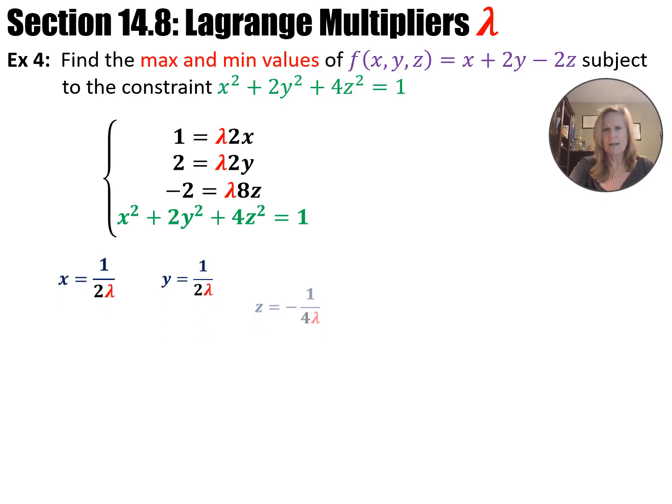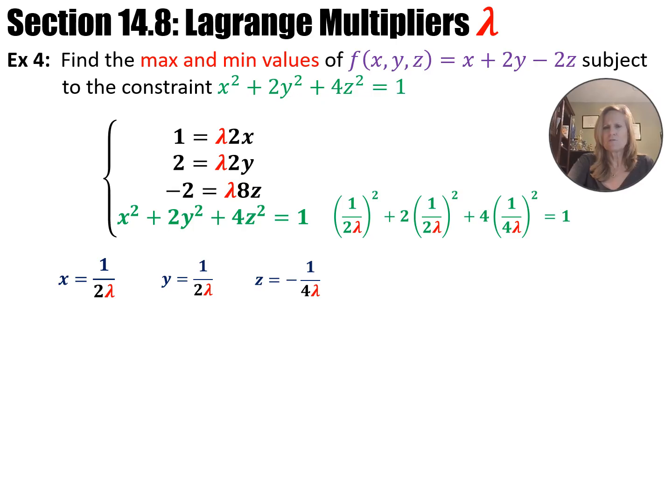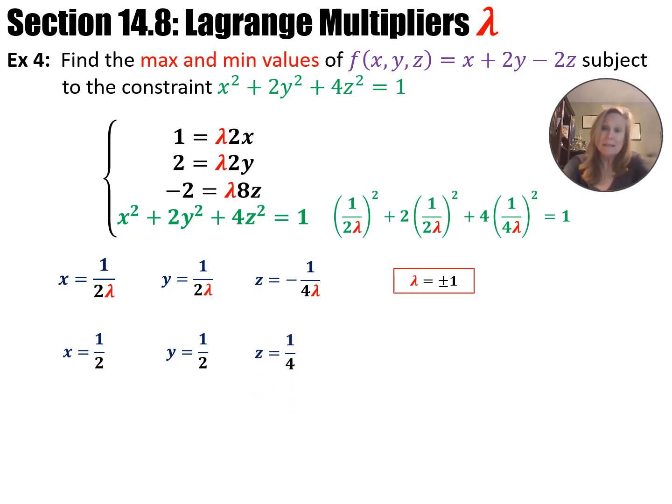I got X, Y, and Z in terms of lambda. And again, there's plenty of different algebra techniques you could use here. This is just what I did. I plugged into the constraint since I could solve then for lambda, and I got plus or minus 1. And then I went back and I plugged in for lambda. Now I know that should be negative when I put in 1, but I wanted to keep all my positives and all my negatives together. Judge if you will. But those are my values.